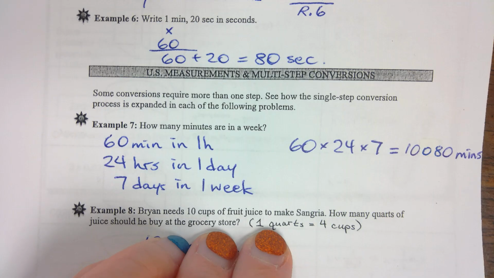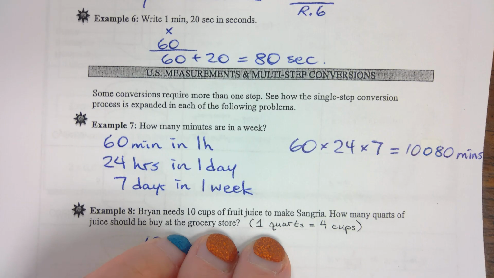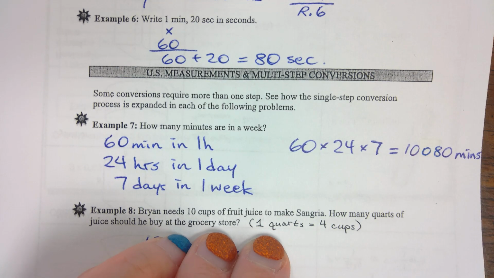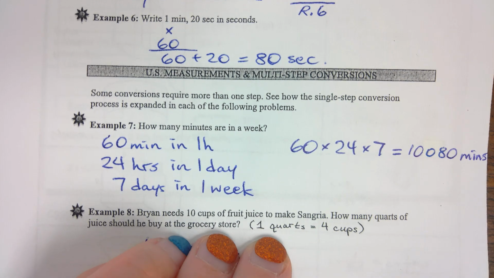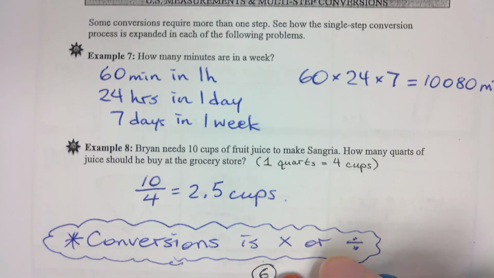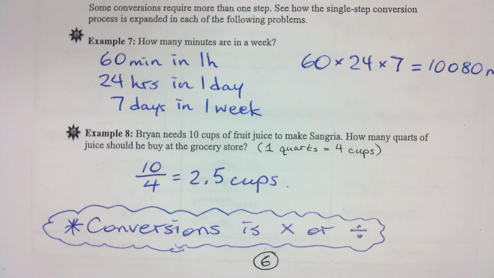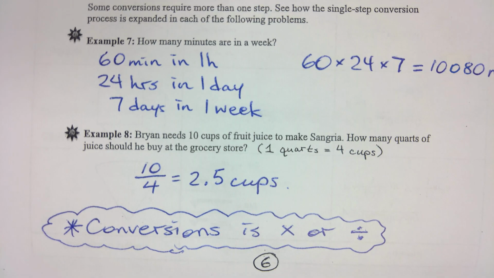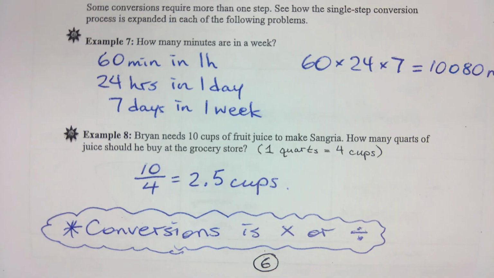that's interesting. Okay, and then the last one, if I need 10 cups of fruit juice to make sangria, how many quarts of juice should he buy at the grocery store? Okay, so again, I gave you the ratio right here. 1 quart is equal to 4 cups. So you just simply have to divide. Okay. So Ali, remember, whenever we do conversions, we're always multiplying or dividing. We never add or subtract those ratios.